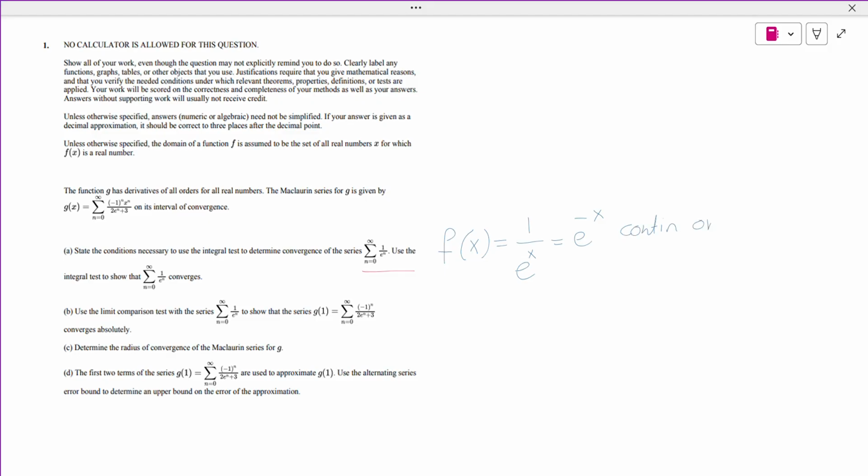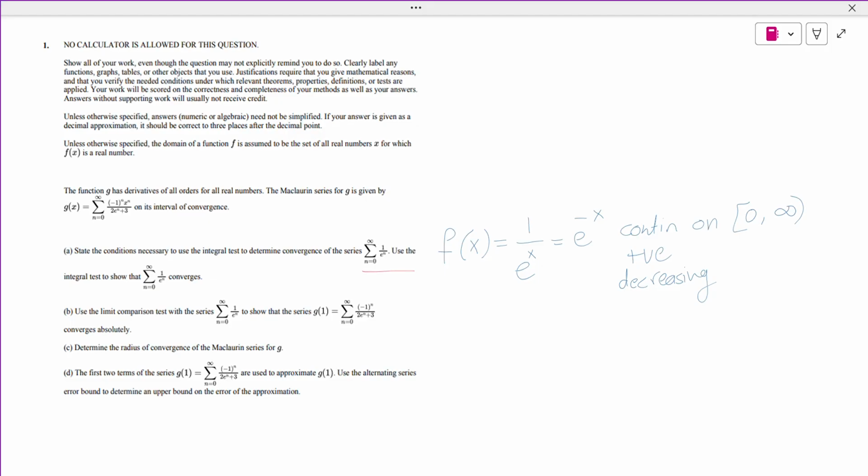So this function is continuous on what interval? From 0 to infinity. How did we know? Look at that sigma from n equals 0 to infinity. So this is the first condition, continuous, and then this function is positive on its domain and decreasing.